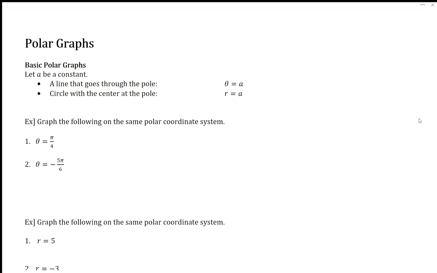Hi everyone, and welcome to our video on graphing polar graphs, where we're looking at the most basic polar graphs. So the first ones are lines. Whenever you have theta equals just a number, so that a is a constant, then we'll have a line. So these first two are both going to be lines.